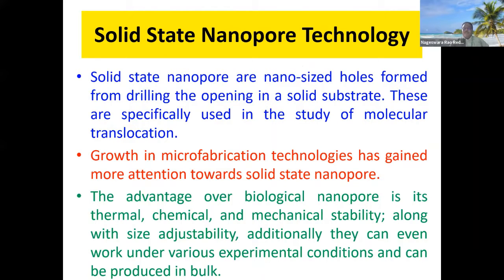Whatever nanopores are here, they are made with nanomaterial. So what is the advantage here? A biological nanopore is just a biological material that we use, but if you want to make small changes in the features, you can't. The advantage of the solid state nanopore over the biological nanopore is that we have thermal stability, chemical stability, and mechanical stability. I think you know what these three are.